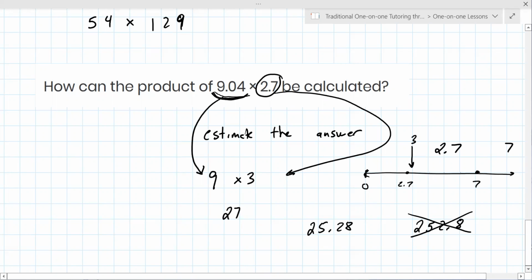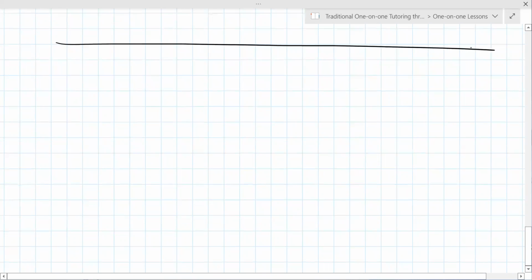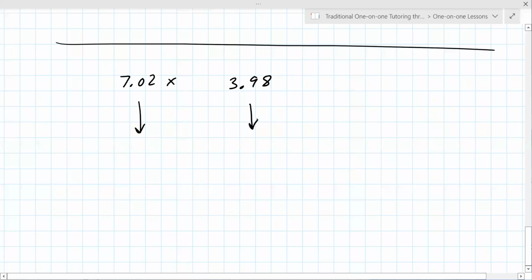All right. So let me try a different problem because I don't know if this was all that clear. Let's say I wanted you to multiply 7.02 times 3.98. Can you tell me what kind of a good number those are nearby? Nearby 7 and nearby 3.98. They're easy to multiply by. 4. Okay, I agree with that one. 3.98 is near 4.